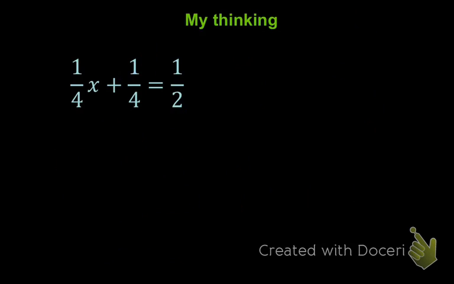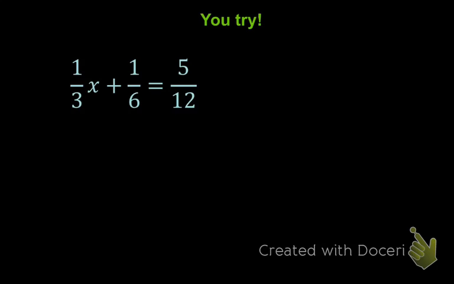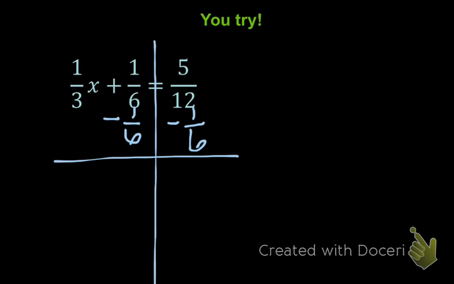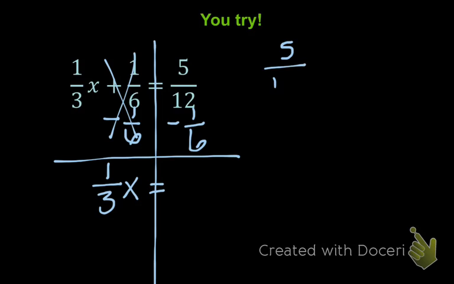Let's go ahead and try another one here. Write this problem down for me. And how about you try this one without me going through it with you? All right, so now let's see how you did and walk through this. So the first thing I need to undo is my addition, my adding 1/6. So I'm going to subtract 1/6 on both sides. When I do that, my 1/6 cancels on the left-hand side. I'm just left with 1/3 x, and that's equal to 5 over 12 minus 1/6.